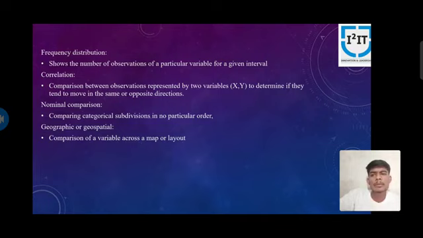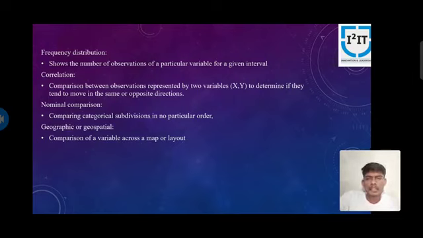Next is nominal comparison. It compares categorical subdivisions in no particular order, such as a simple comparison of employment, products, yearly or weather graphs. The next will be geographic or geospatial.